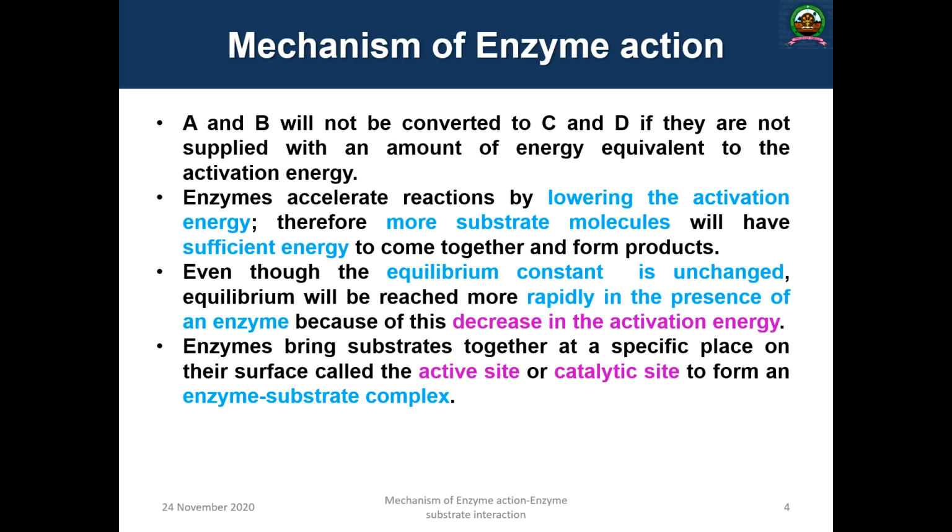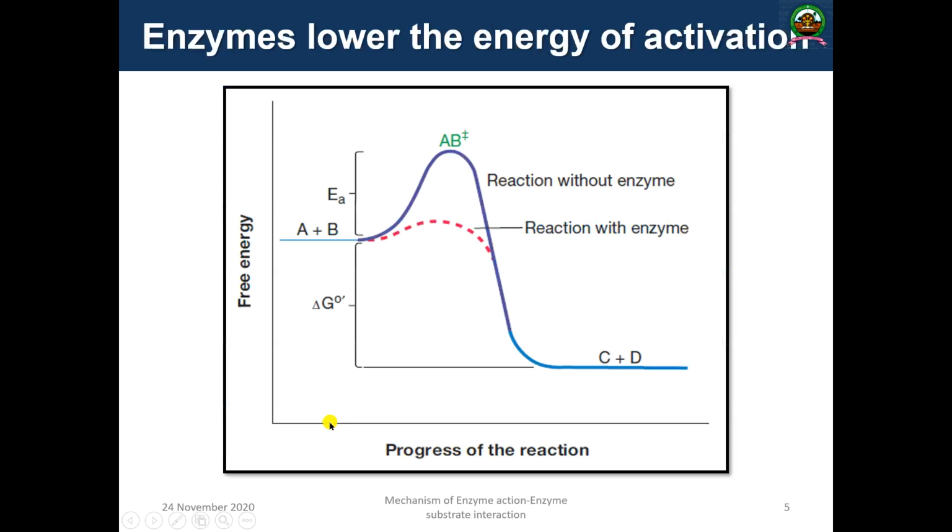Generally, the enzymes bring the substrate together at a specific binding pocket. The pocket where the enzyme binds the substrate is called the active site or catalytic site. Once the enzyme interacts with the substrate at the active site, they form the enzyme substrate complex. So this enzyme substrate complex will reduce the activation energy.